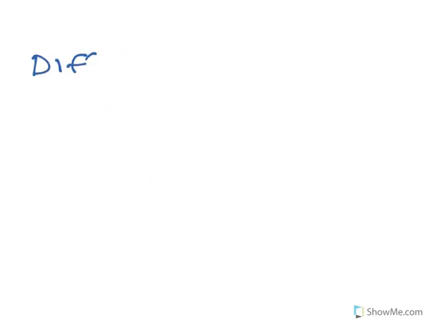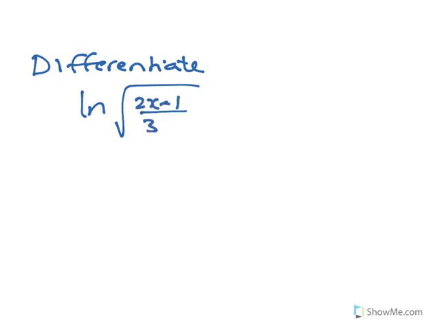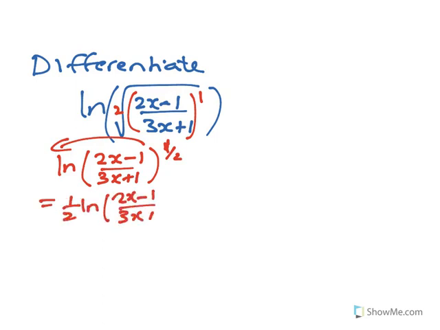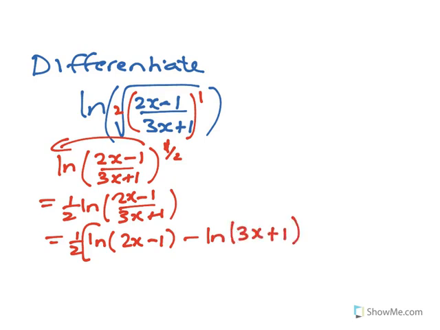Okay, so if you were differentiating something that has a log but maybe has a square root on it like that, it's a bit difficult to find your f dash x. But if you use your log rules, I'm going to write that as a power of 1/2, because the square root's a power of a half. The 1's on top and the 2's on the bottom. The half comes down the front. Half ln 2x minus 1 minus ln 3x plus 1.